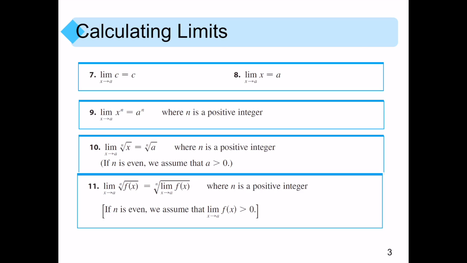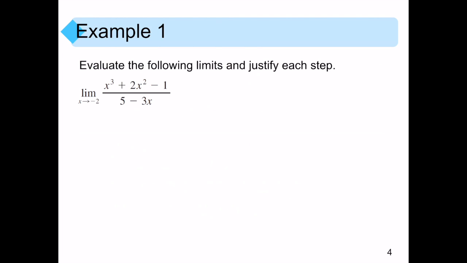Another group: the limit of a constant function is the constant itself. The limit of the identity function is its value. For a power function, the limit is the value raised to the power. And there is the radical function, the composition of a radical function.